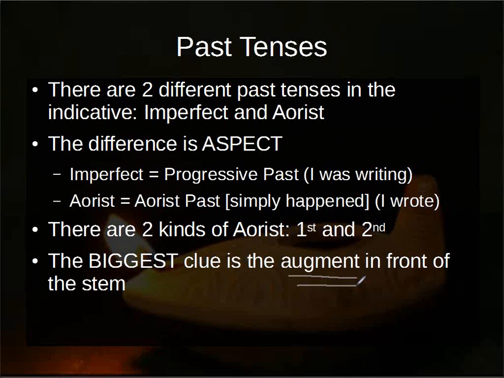All right. So I'm going to show you now the imperfect active and the imperfect middle passive forms. And then we'll get into the aorist.